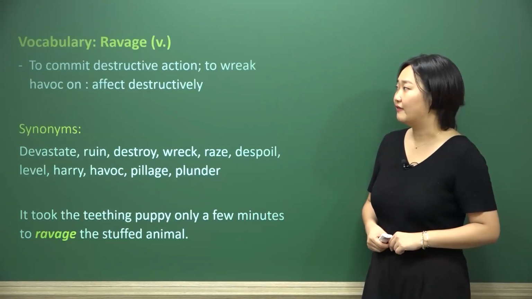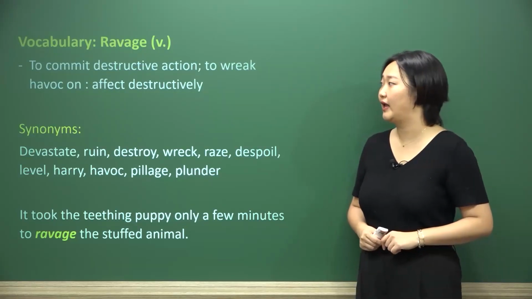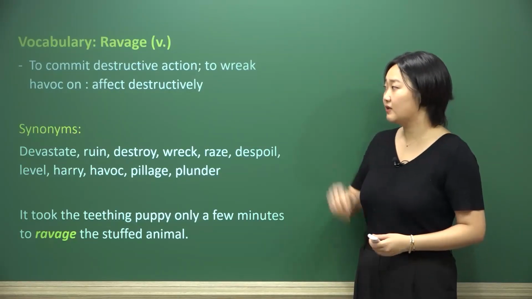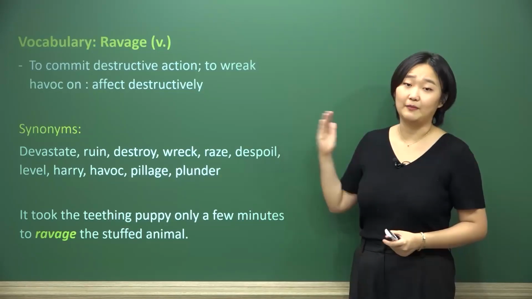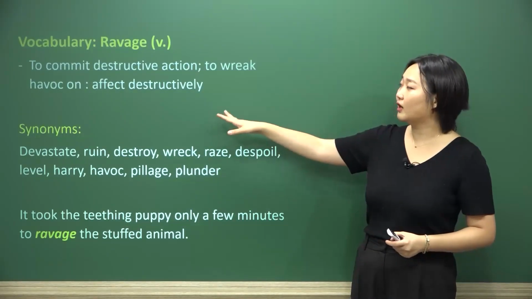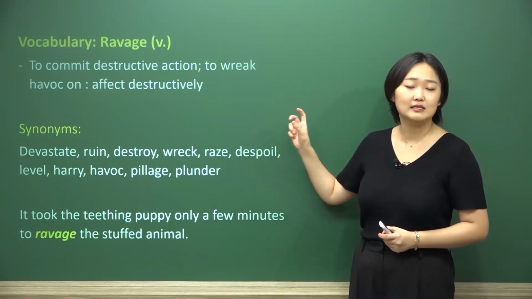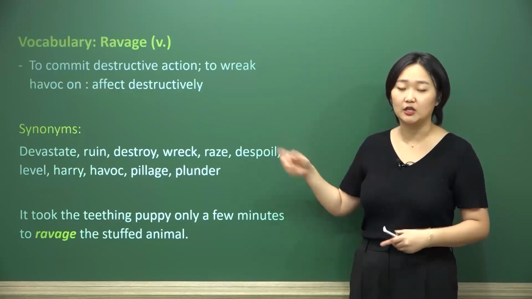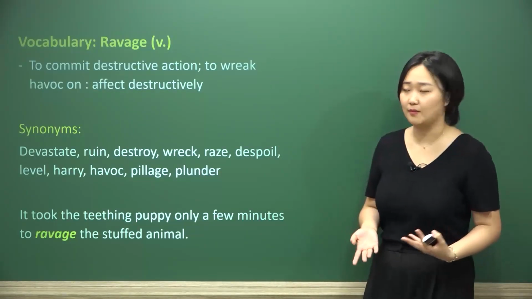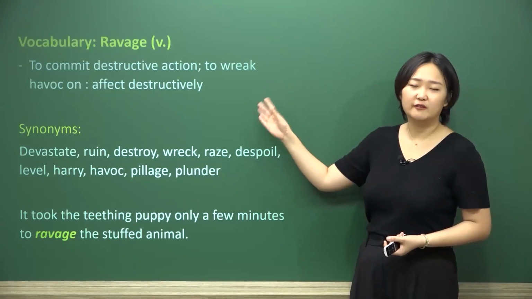Then we move on to the word ravage. This is a verb meaning to commit destructive action, or to wreak havoc on and affect destructively. As we can tell, the word ravage is not very positive either, like that first word we were looking at, rancorous. One of the things we want to keep a really big eye on is this idea of destructive action, to constantly want to destroy something. I would say that's one big aspect of it, and also to do it in a very chaotic manner.